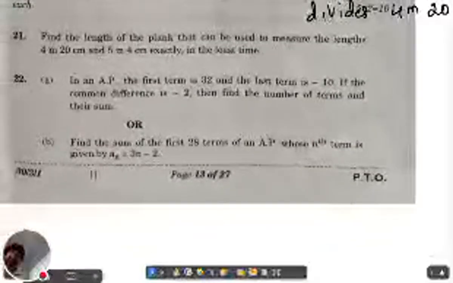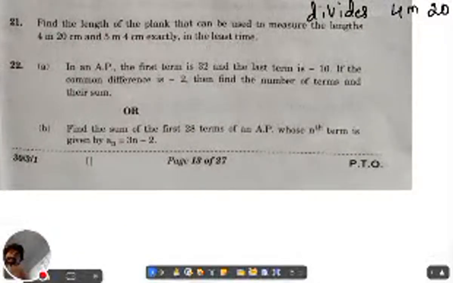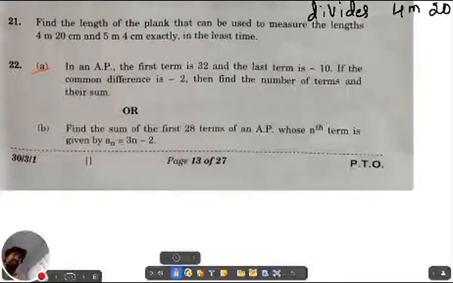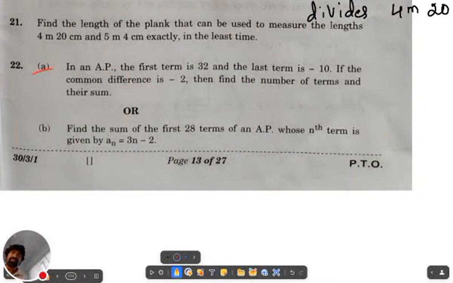The 22nd A question is this one. In an AP, the first term is 32, the last term is minus 10. If the common difference is minus 2, then find the number of terms and their sum. Yes, the first term is given, the last term is given, and the common difference is also given. So let's write what is given here first.